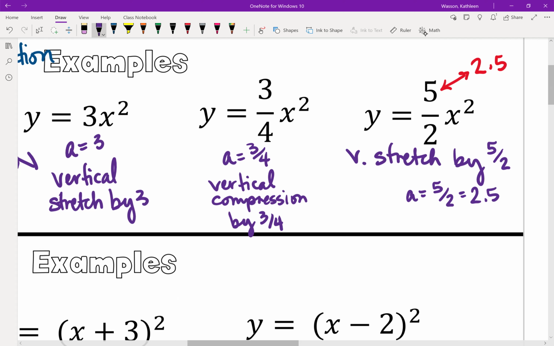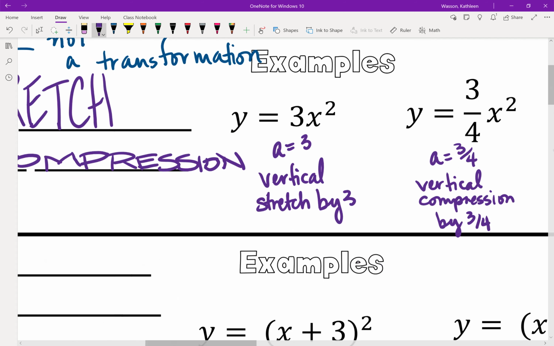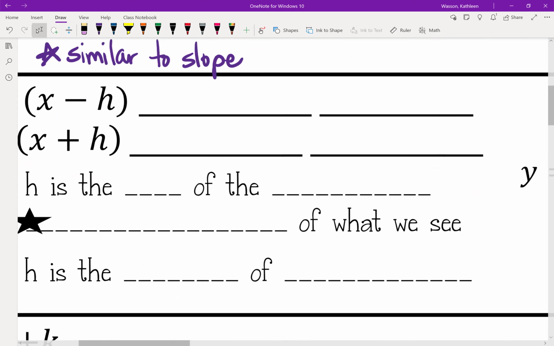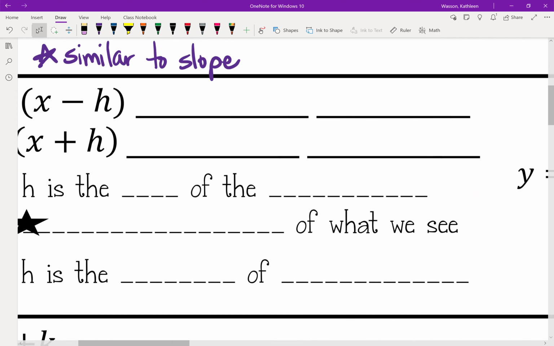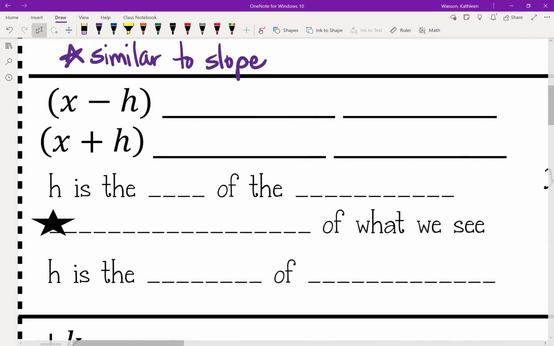The next variable we'll talk about is h. h is in the group with the x. We're looking at the notes that I gave out Tuesday. So I'm hoping you have those. If you don't, I know there are extras. So here, h is always in the group with the x. If the middle of your equation says x minus a number, then h is a positive number. And your graph will shift to the right.